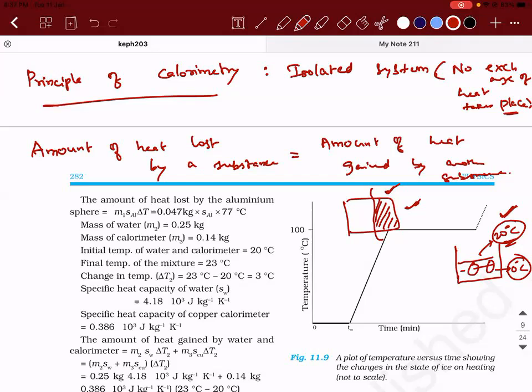that is attained. So what do you mean by thermal equilibrium? When these two materials have a constant temperature. So that is the principle of calorimetry.